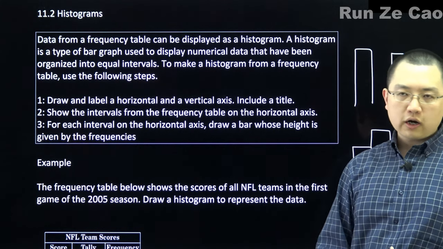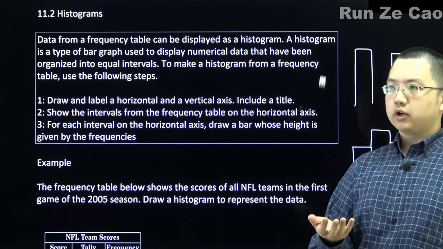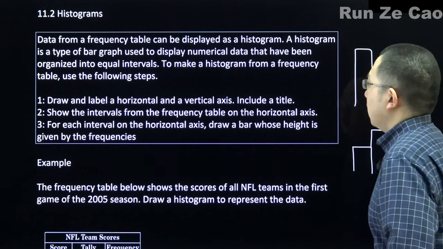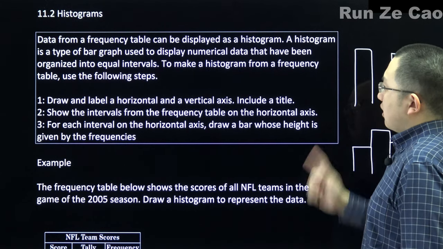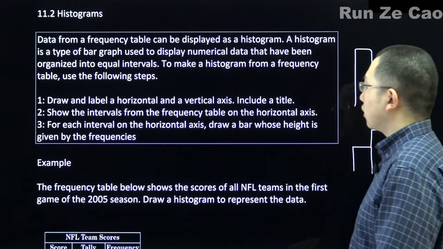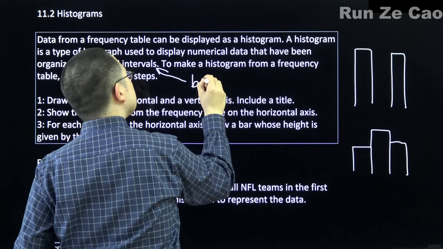So, numerical data that has been organized into equal intervals. This is important. A histogram always uses intervals, not specific outcomes. These equal intervals are called bins, so we should probably write that down. Bins.